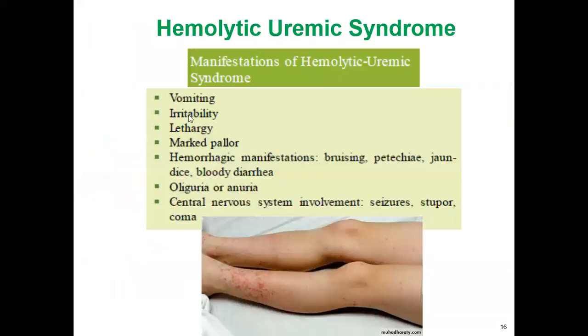Now in the case of hemolytic anemia, what are the manifestations? Sometimes the patient presents with vomiting and irritability, because waste products accumulate in the body. You will feel restlessness, lethargy, pallor because of anemia, hemorrhagic manifestations like bruising, petechiae, or jaundice, bloody diarrhea, oliguria or anuria, either a scanty amount of urine or no urine at all. Anuria means absence of urine. Central nervous system involvement, seizure, stupor or coma are very late stages.